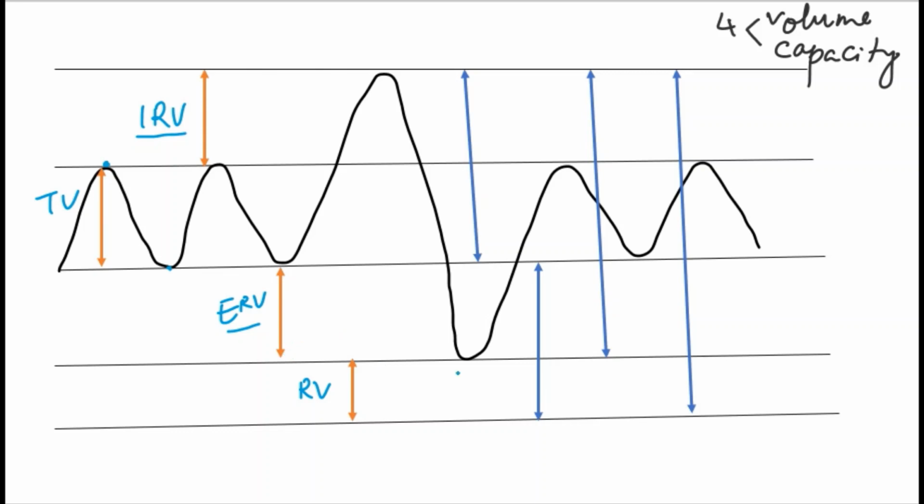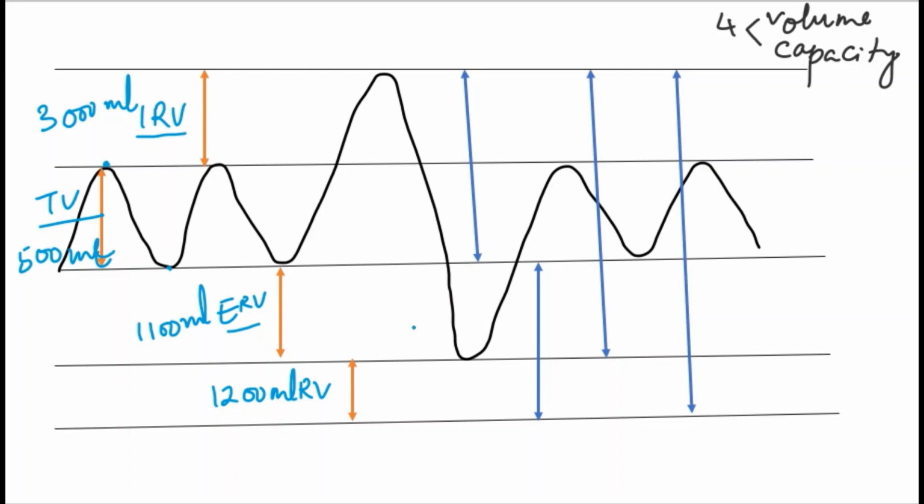You have forcefully expired as much amount of air as you can, but beyond that there is also some air located in dead space or in alveoli which cannot be expired from the lungs. That is known as residual volume. So if you talk about the volume, tidal volume is 500 ml. Inspiratory reserve volume is somewhere around 3000 ml. Expiratory reserve volume is somewhere around 1100 ml, and residual volume is somewhere around 1200 ml.